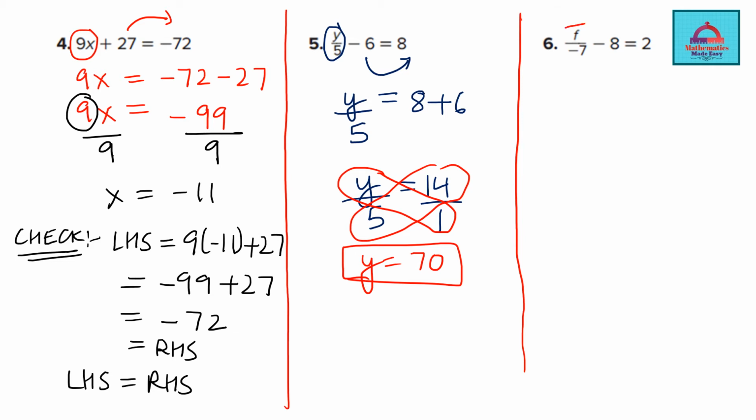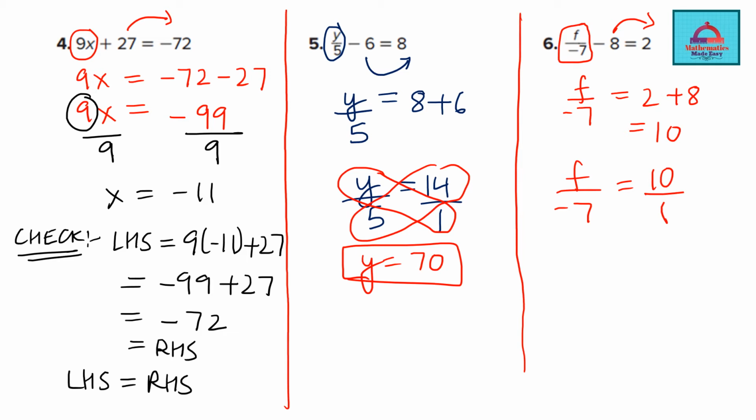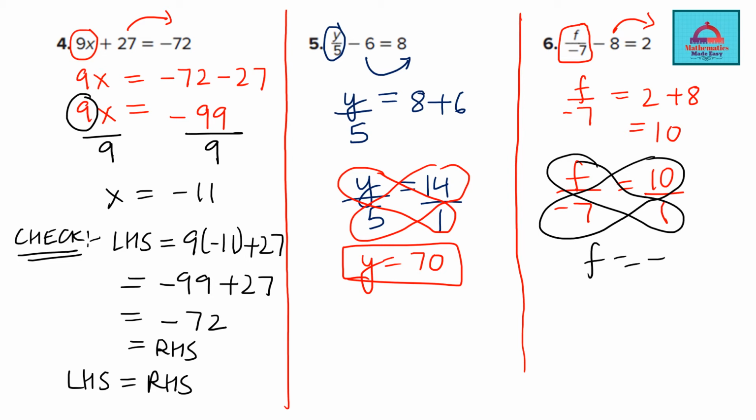Let's solve this. We have to find f. So I will isolate this variable, move 8 on the other side. It becomes 2 plus 8, which is 10. F divided by minus 7 was there. So f divided by minus 7 is 10, which is divided by 1. Again, you cross multiply and get your f as minus 70. Answer.